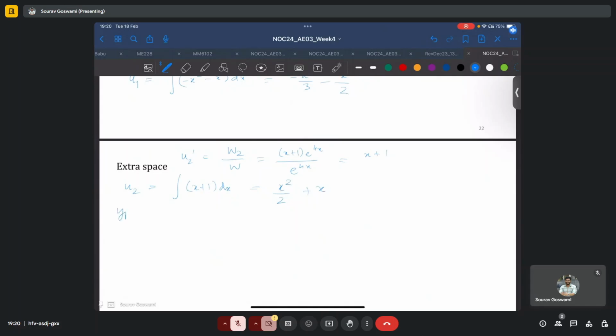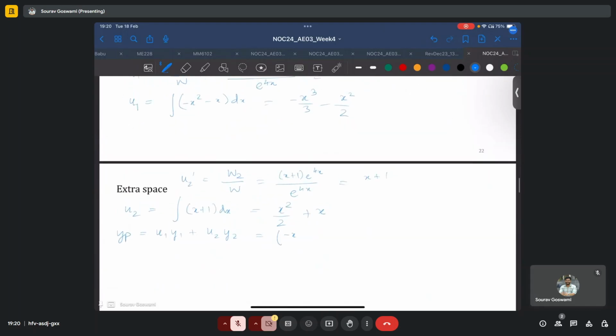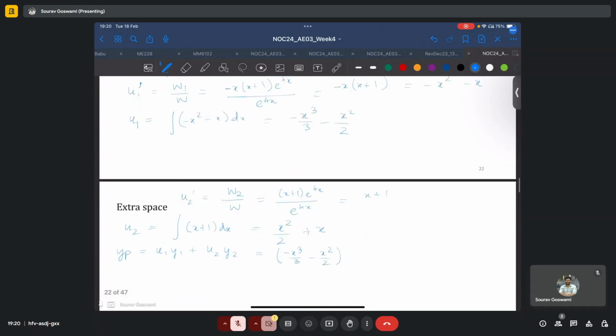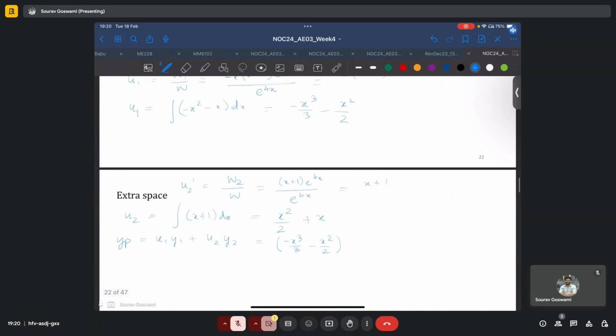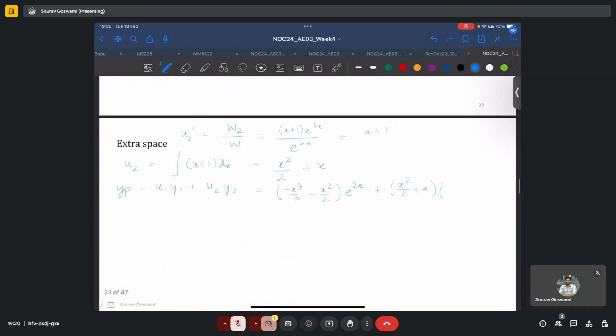So our particular solution, which was u1 y1 plus u2 y2, becomes (minus x cubed by 3 minus x square by 2) times y1, which was e power 2x, plus (x square by 2 plus x) times x e power 2x.